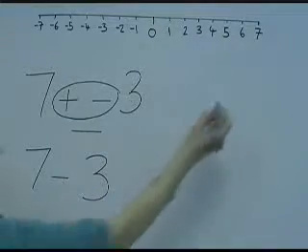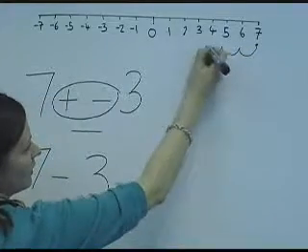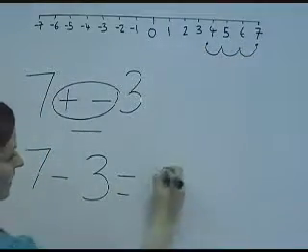Using my number line, I start at 7 and I take away 3. 1, 2, 3, and I end up at 4.